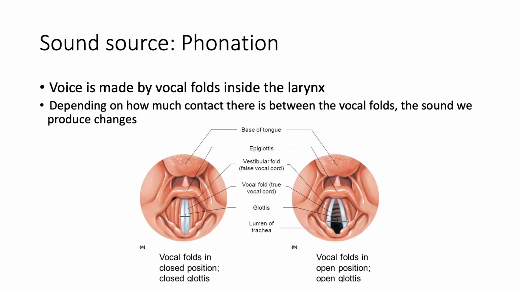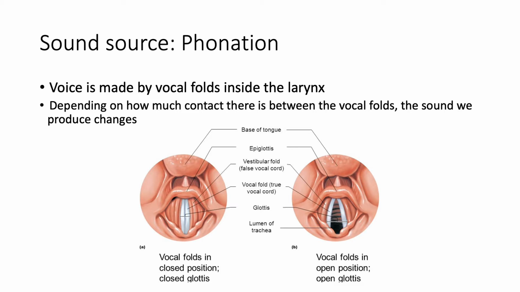Voice is made by the vocal folds inside of the larynx, and depending on how much contact there is between the vocal folds, we can make different sounds. So, if the vocal folds are fully open, then the air can go out and in, but no sound will be made. If the vocal folds are fully closed, then we can swallow without anything going inside the trachea.